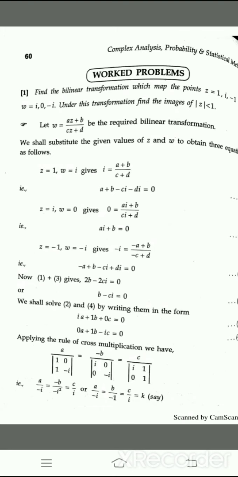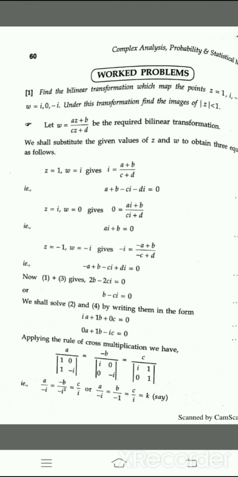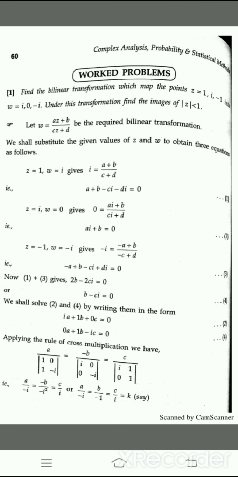Okay, applying the rule, by using the cross multiplication method. So we have a divided by the determinant of 1 0 1 minus i, equals minus b divided by i 0 0 minus i, equals c divided by i 1 and 0 1. So this is the cross multiplication method. So the value is k, where k is any constant. Okay, k is any constant.